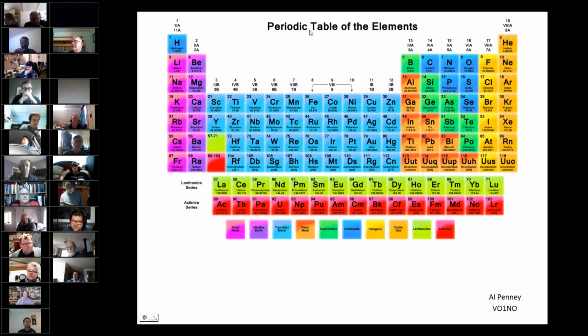And atoms are all arranged in what's called the periodic table of the elements. And they're listed here by their atomic number, which is the number of protons and neutrons in the nucleus, and also by chemical characteristics.